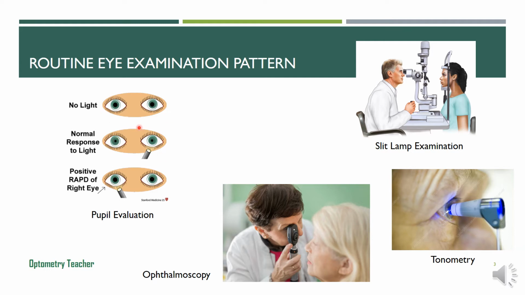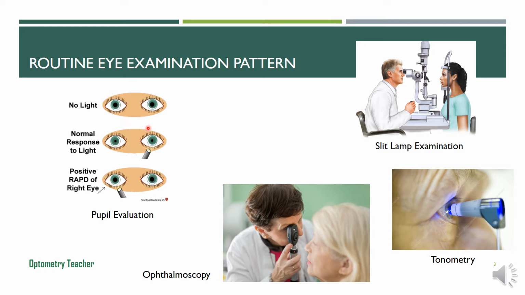When we do the pupil evaluation, we basically shine the light and then we observe that the pupil that receives the light gets constricted. That clearly tells us that if a pupil gets constricted, the light is taken to the brain, or the information has gone to the brain, and the brain has asked the pupil to constrict through the oculomotor nerve.